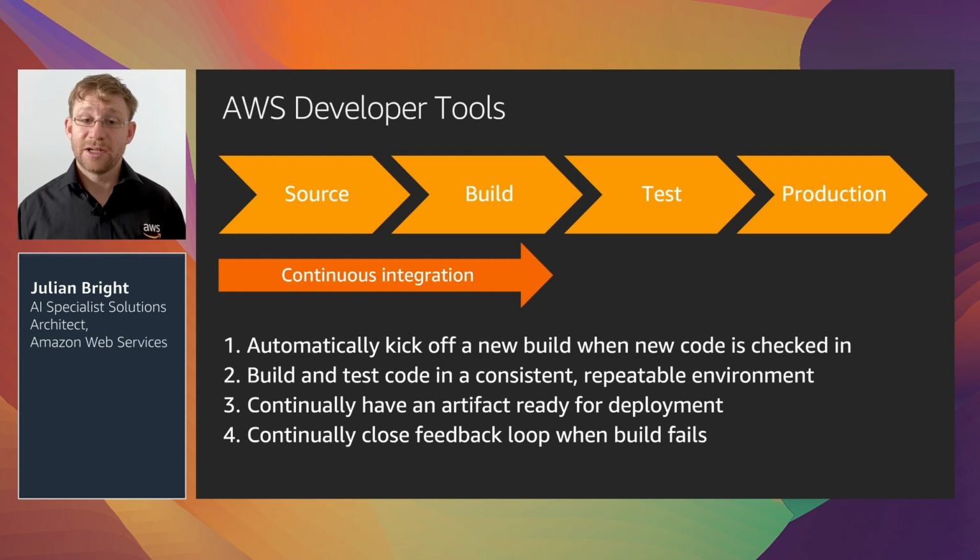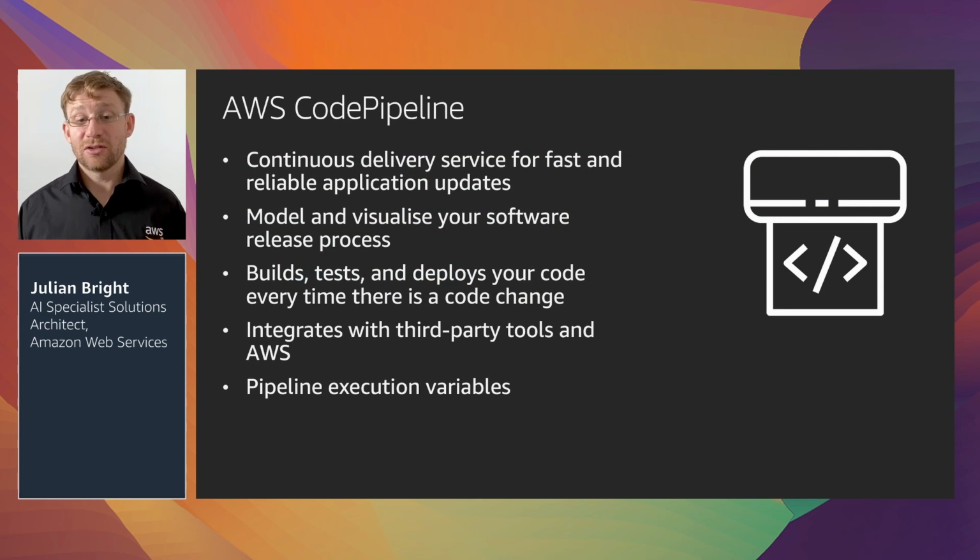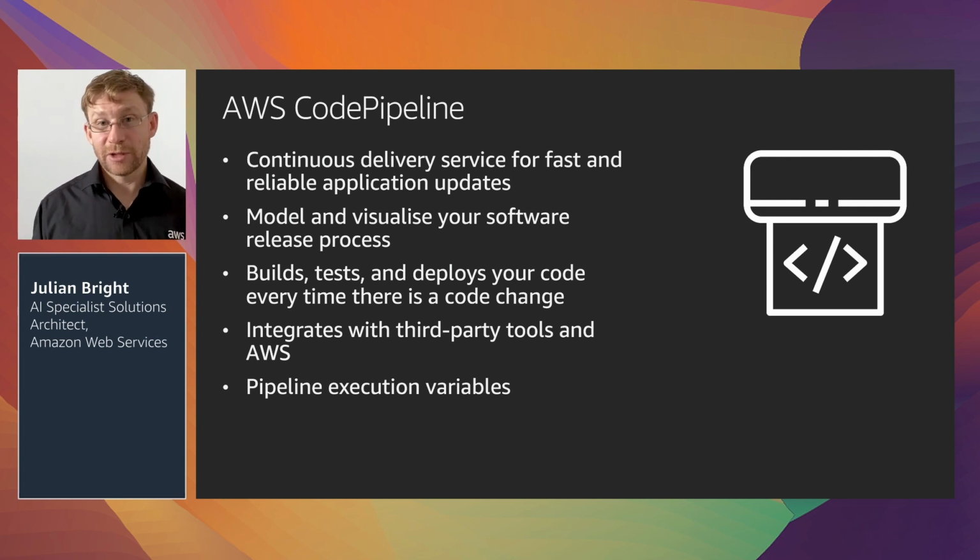From the AWS development tools perspective, we provide a number of tools to support continuous integration, in particular automating kicking off a new build and test of the code in a consistent, repeatable fashion, continually having artifacts ready for each of those stages of the pipeline, and closing that feedback loop when a build fails. CodePipeline is a tool to support this continuous delivery. There's a visual interface within the console. You can integrate existing or third-party tools, and in particular, we're going to showcase the AWS CodeBuild and CloudFormation integration.